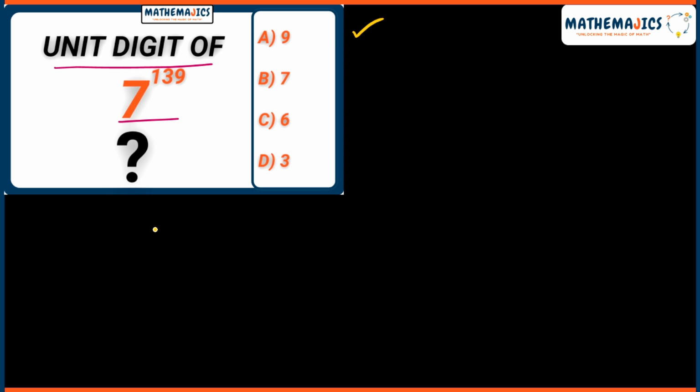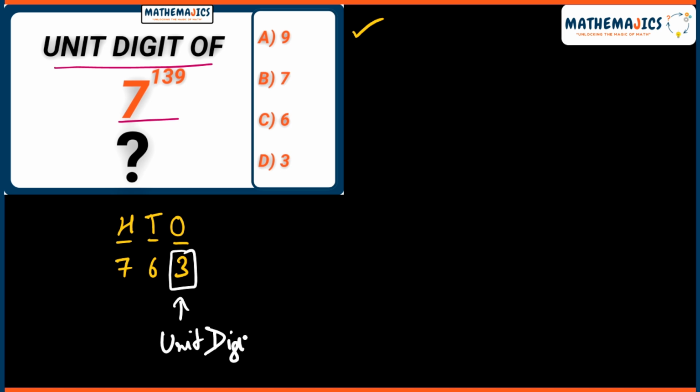Let's understand. You must have learned numbers in your childhood: ones, tens, hundreds. These are the places of the numbers. Rightmost is the ones place, then tens, then hundreds, and so on. So the number at the ones place is called the unit digit. For example, I have the number 763. The digit 3 is the unit digit.